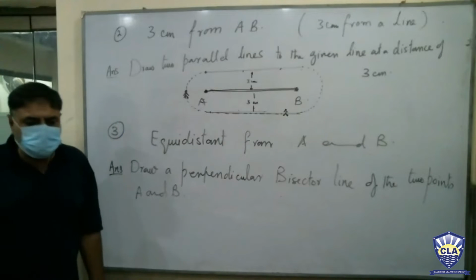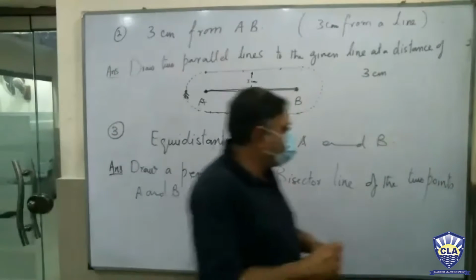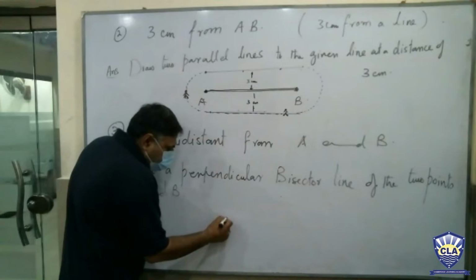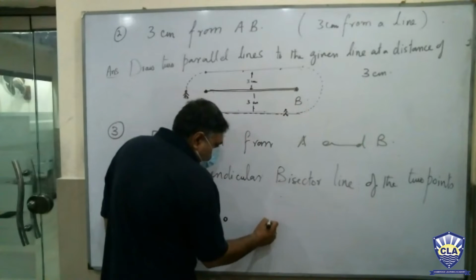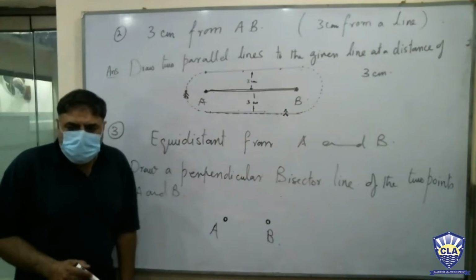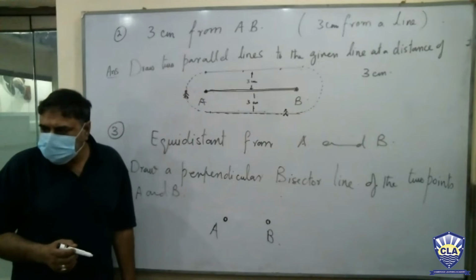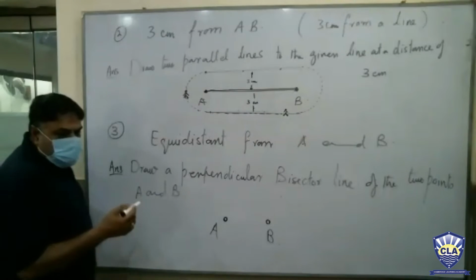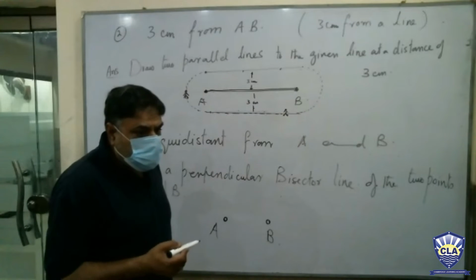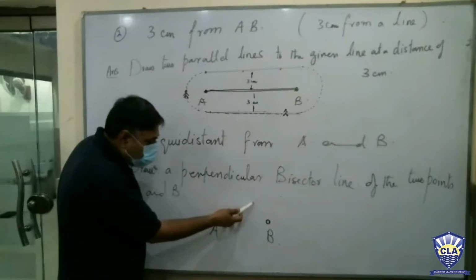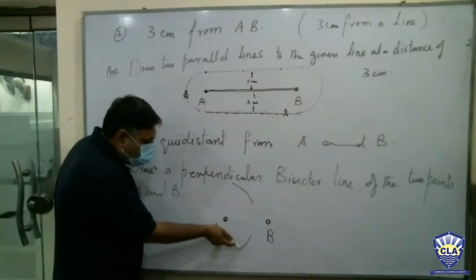Now, first of all, look at where is A and B. If it is A and B, open the compass. Open the compass more than half. Mark an arc above and below.